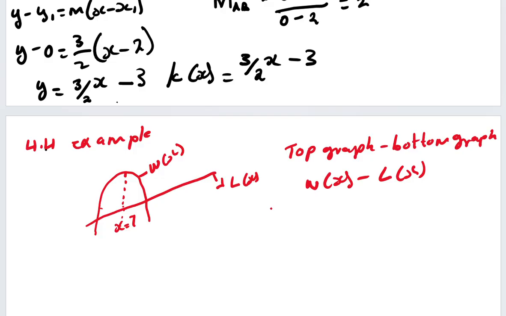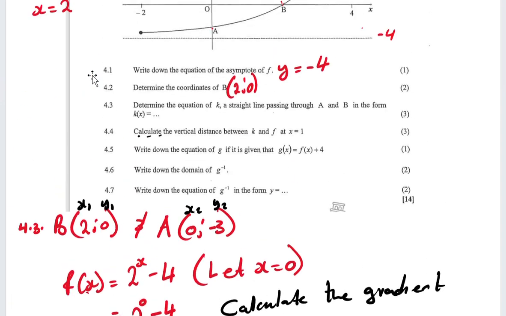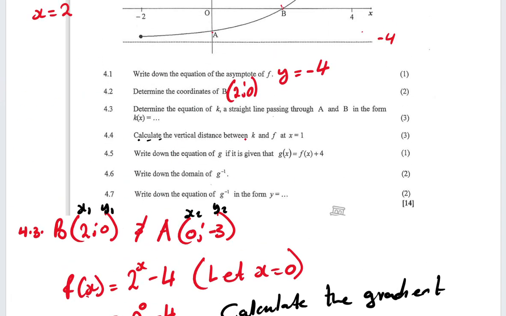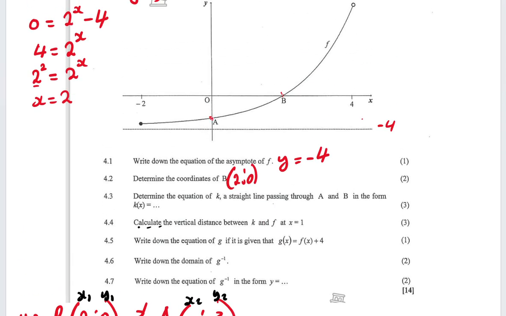So let's now answer our question. They say calculate the vertical distance between k and f at x equals 1. We know that here at x equals 1, they say k is passing through A and B. It will be like this, even if it is not a perfectly straight line, but just know that it is a straight line. This is our k of x.